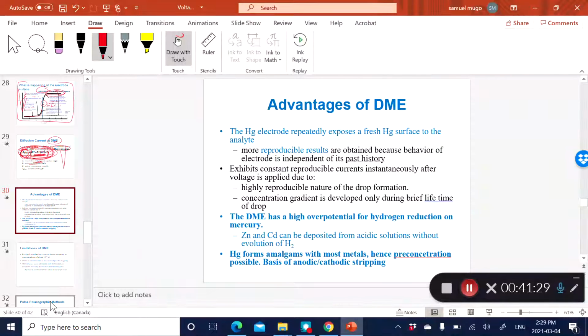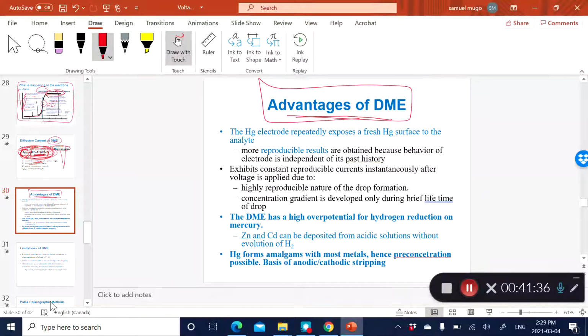Very quickly, some of the advantages, because there are still a few companies that still use the dropping mercury electrode. Some of the advantages of using this type of polarography is that, of course, you're getting a fresh electrode every time. That's very, very good. And so you tend to get very reproducible results, because your electrode doesn't get poisoned as you do the chemistry.